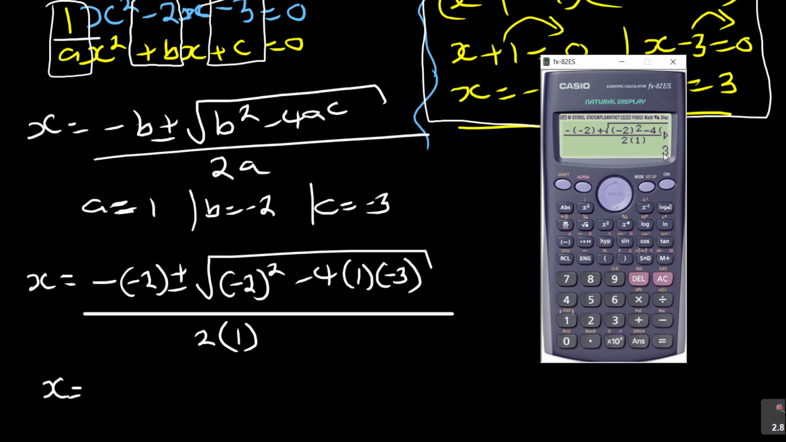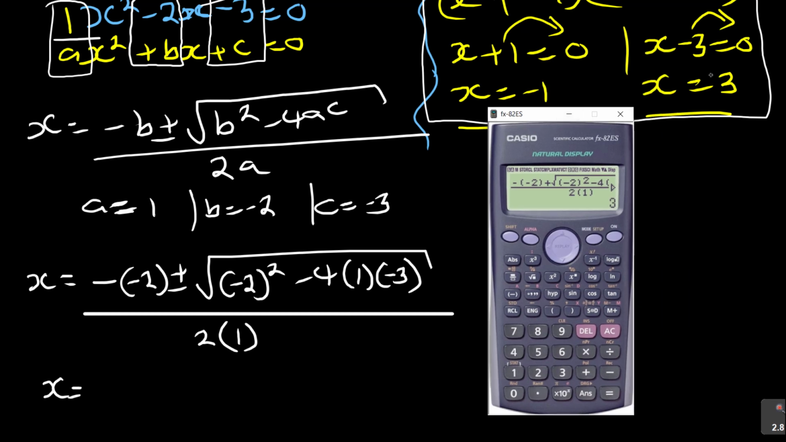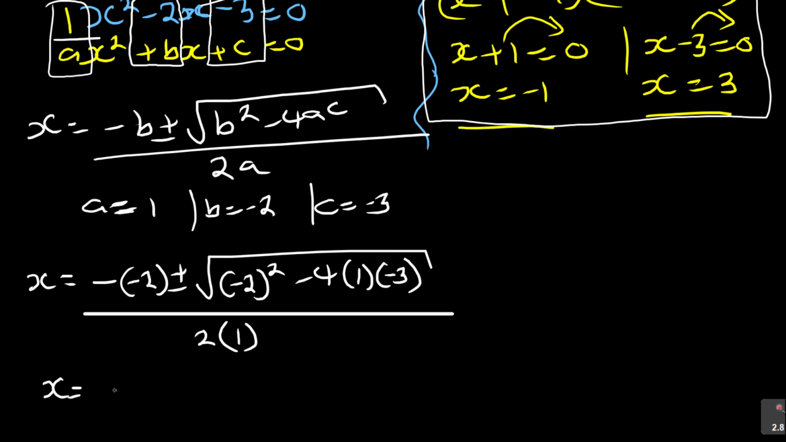Then you get 1. X is equal to 3. See, it matches. Then you play back. You delete, put the minus. So x is 3 and x is equal to minus 1. You see that? X is equal to 3 or x is equal to negative 1.